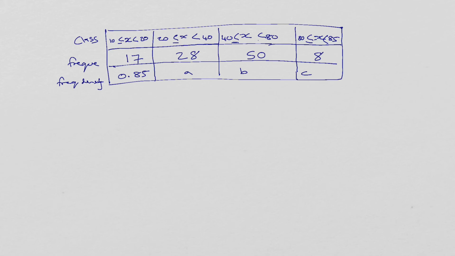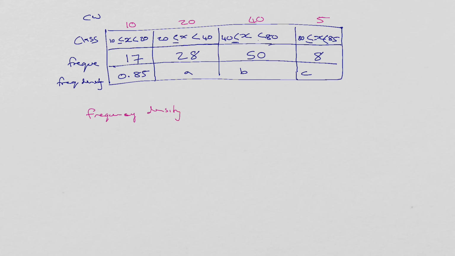You can see your class intervals are completely different. They give you frequencies, and then they give you one frequency density, and you're supposed to work out the rest. Now, the first thing to do immediately would be to work out the class widths. So you'd put the class widths inside there, and this first class width is 10, this next one is 20, this next one is 40, and the last one is 5, right? And then you would work out frequency density for the one that they've given you.